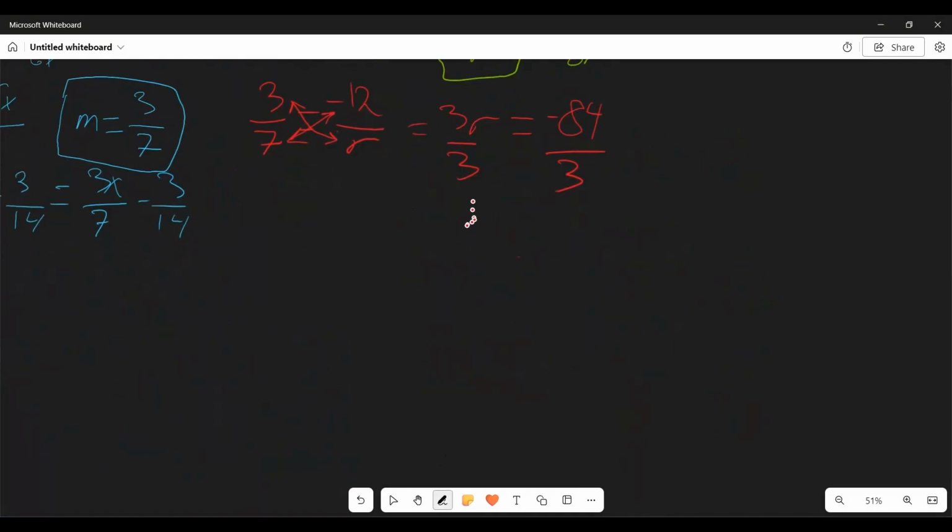We're left with r by itself, so these two cancel out, and that becomes r is equal to negative 84 divided by 3, right? So let's divide this out. You can use your calculator, but I like to practice. So 3 goes into 8 2 times, right? We know that we have this negative, so then that will go into 8 2 times. So 3 times 2 is 6. 8 minus 6 is 2. So then we have a remainder of 2.